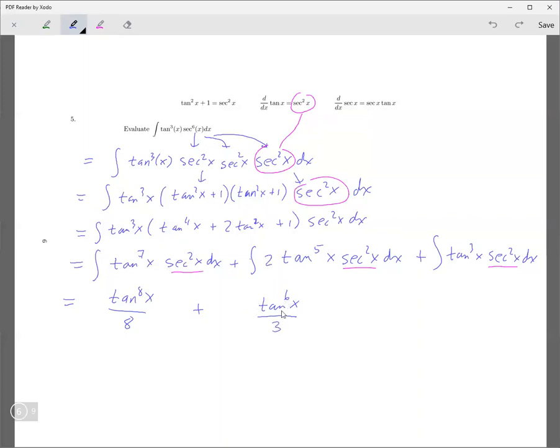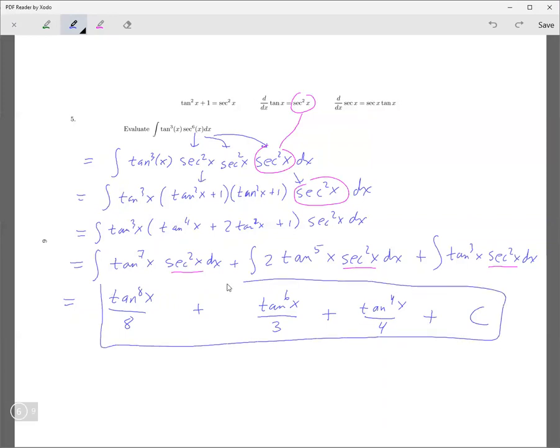And that will work, because when you take the derivative, the 6 will come down. 6 divided by 3 is 2. And then the derivative of tangent is secant squared. And then this last one, it'll be tangent to the 4th of x over 4. And then, of course, you have plus the constant. Okay, any questions or concerns about that one?